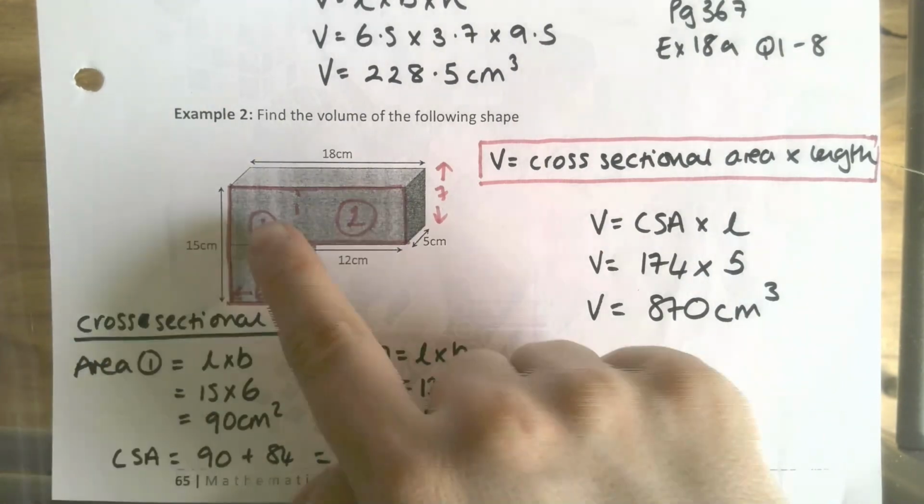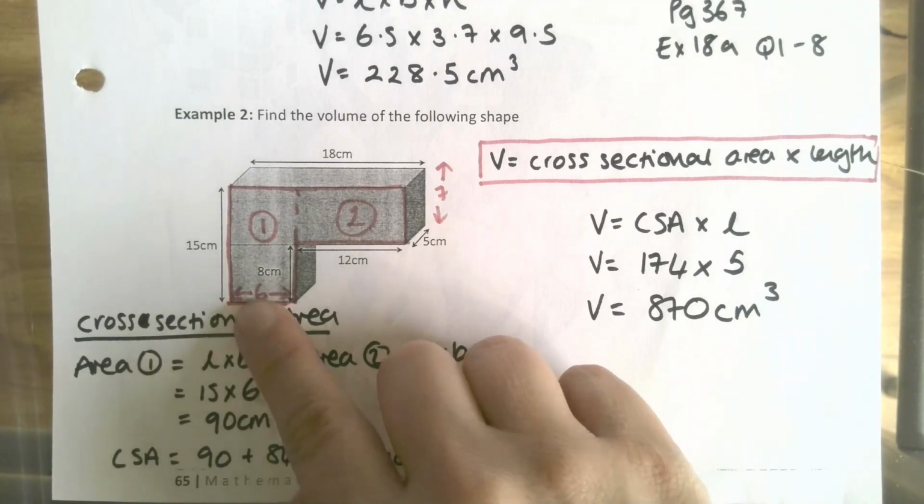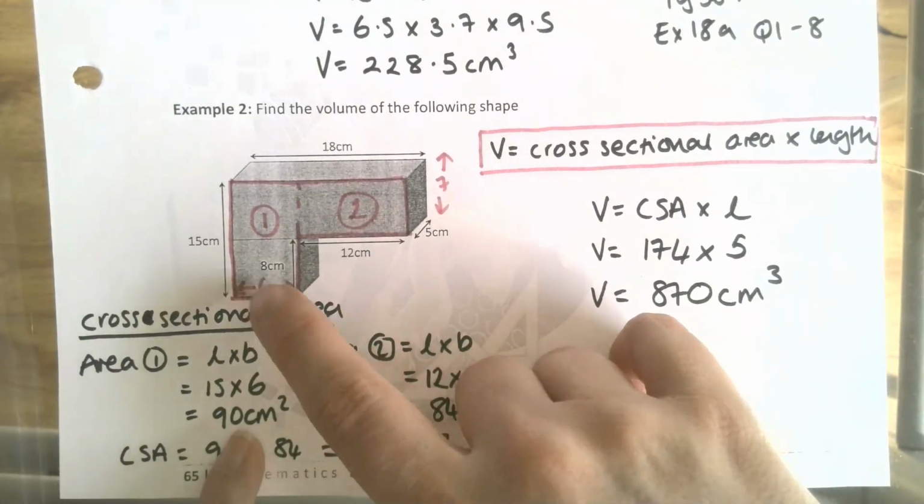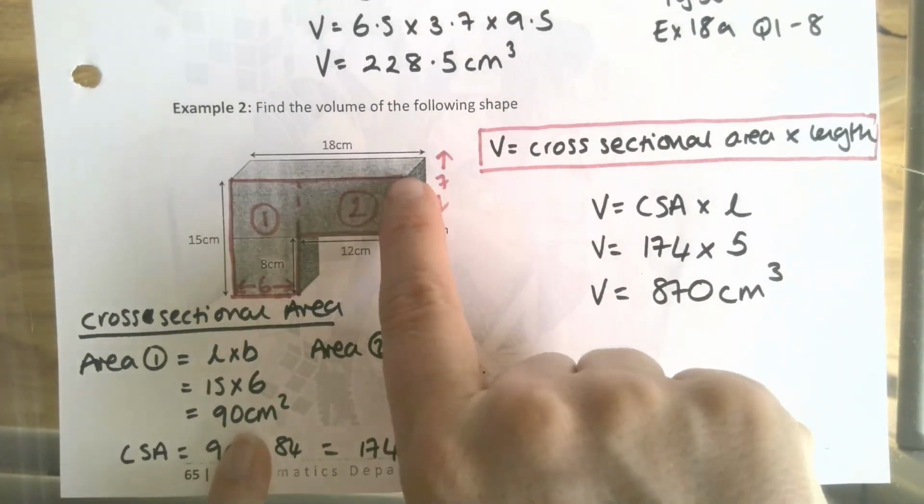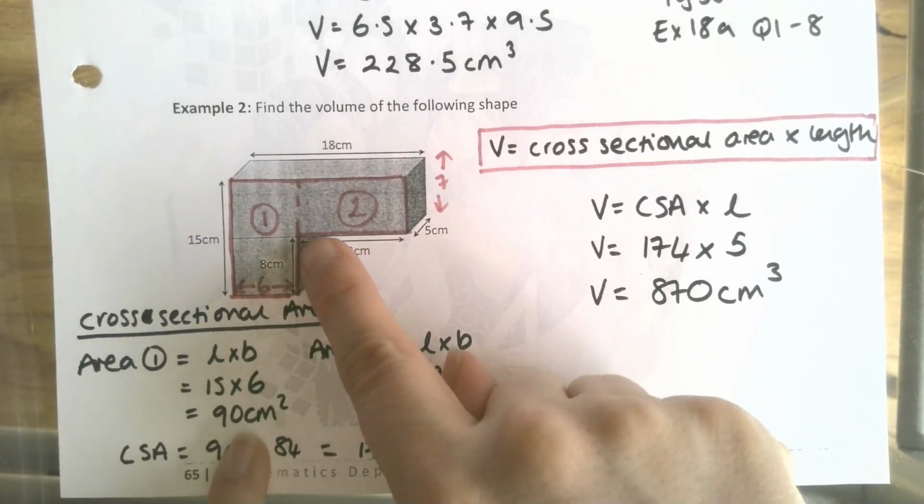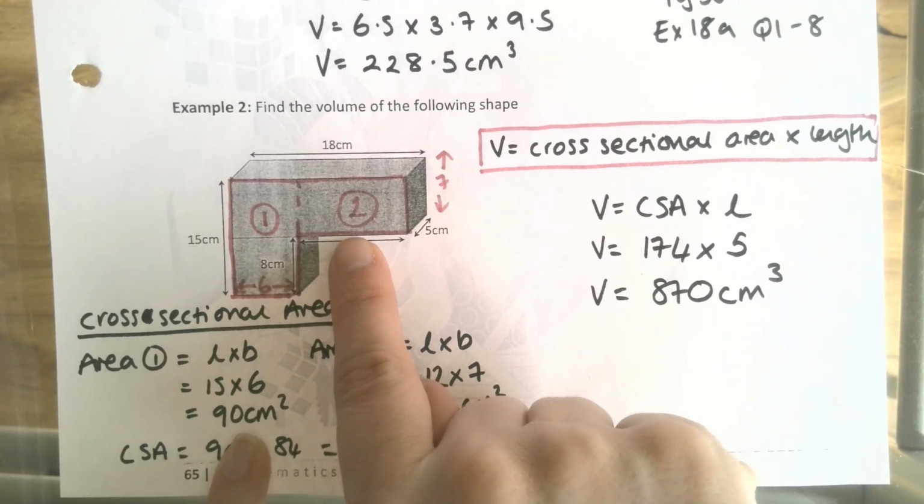So area 1 ended up being 15 multiplied by 6 to get us that 90 centimeters squared. If you're wondering where that 6 came from, it is just because this whole length here is 18 and from here to here is 12. So this has to be 6 because these two have to add to give us 18.